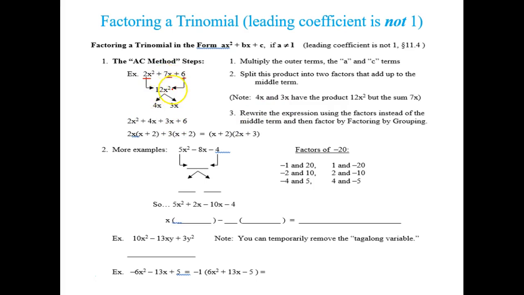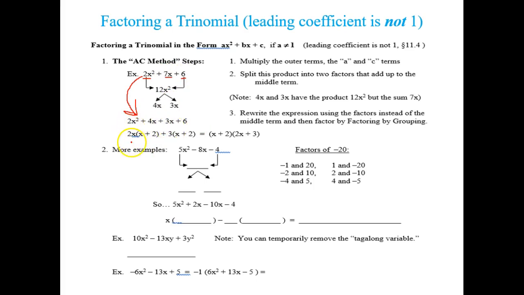So how can we split up 12x squared so that it adds up to 7x? Well, I can split up 12x squared into 4x and 3x because they multiply to give you 12x squared, but they add up to 7x. That's what you do. You find two things that multiply to give you this product of 12x squared, but add up to the middle term. All right, then you rewrite the polynomial. You'll notice what I did here is I rewrote the polynomial with that 7x split up into 4x and 3x.